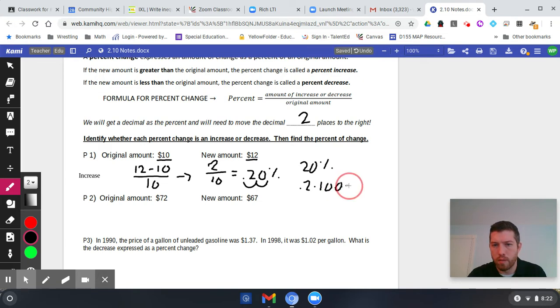That's what the 2 zeros represent right there. You're going to get the answer of 20. And notice that our answer is 20%. All right, so the next one.